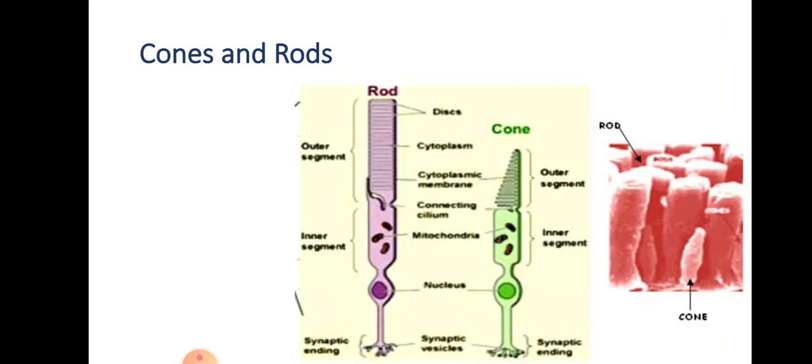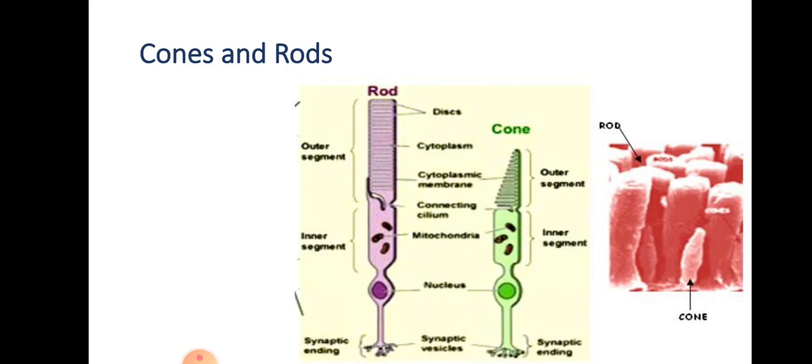This one is the cone cell, and this one is the rod. Cone cells are sensitive to bright light and rods are sensitive to dim light. So we are identifying the bright light and dim light. These are the two cells, sensitive to bright and dim light.